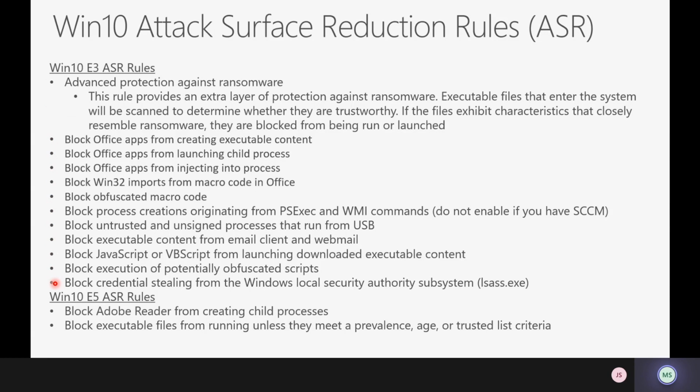Some of my favorite ones here are really low-hanging fruit. What are some of the basic things you could do to help secure an environment and reduce that attack surface? There are things like being able to block macro code in Office, being able to block Office from launching a child process. So if you click on a link in a phishing email and you get that suspicious Word document, and the Word document launches some kind of PowerShell command, well, that would be blocked. As you can see, there's a lot of low-hanging fruit, like blocking unsigned processes from USB drives, and so on and so forth.